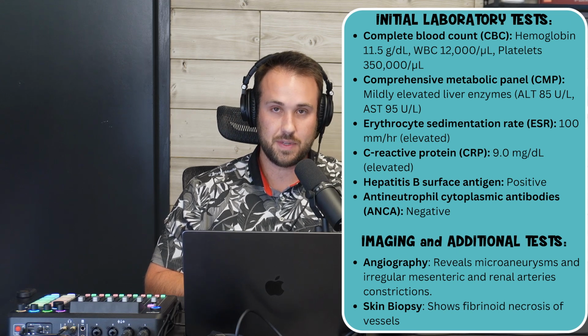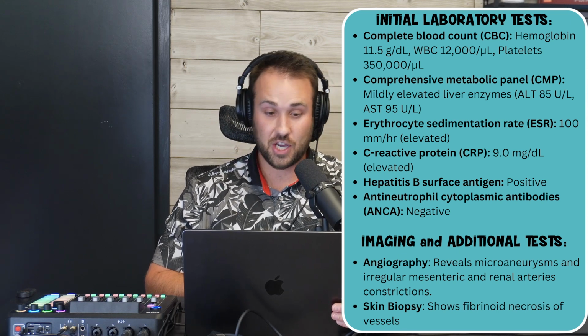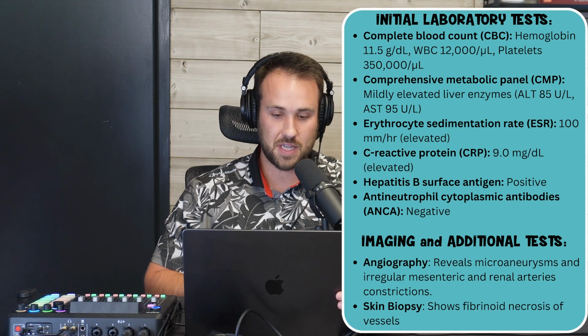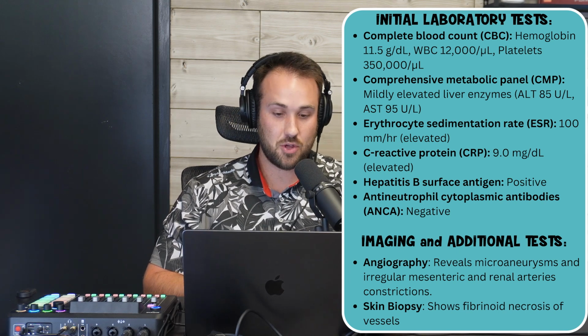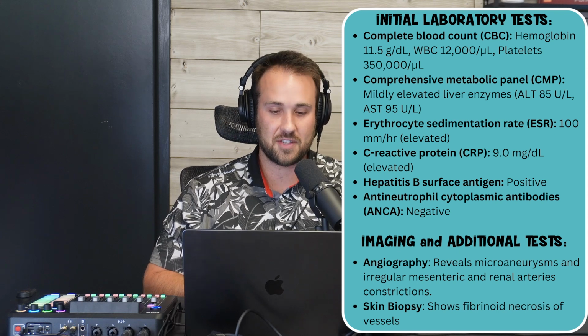All right, some additional testing and imaging. We do get angiography. It reveals microaneurysms and irregular mesenteric and renal artery constriction. Skin biopsy shows fibrinoid necrosis of vessels. All right, Zach, what do we got going on here? This is like a perfect case, man. It's set up perfectly.